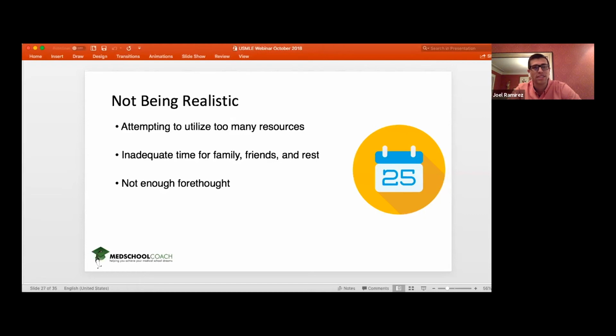And then not being realistic, so attempting to use too many resources. Some people come in saying, I'm going to get through UWorld 5 times in those 2 weeks. You want to make sure you don't do that.